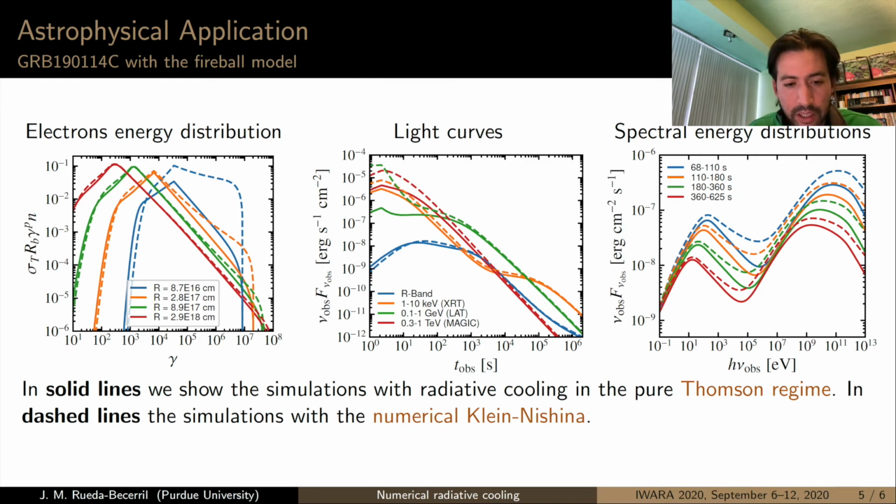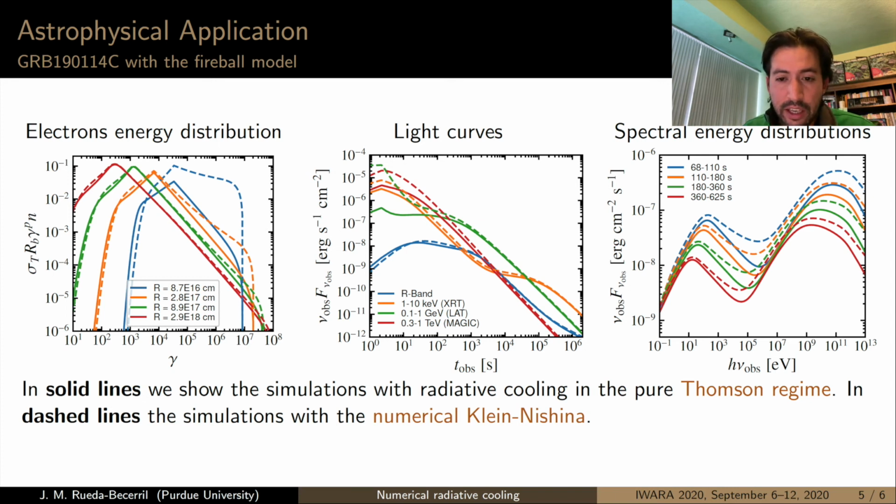In these plots we can see in solid lines the simulations considering only Thomson cooling, and in the dashed lines the results of the simulations with the Klein-Nishina corrections. As we can see for the electron energy distributions, at the first stages of the explosion, Klein-Nishina corrections have a lot of effect in piling up high energy electrons. This can be translated into light curves.